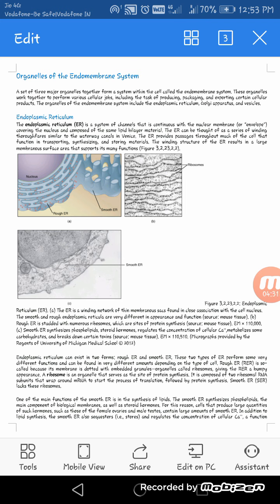In addition to lipid synthesis, the smooth ER also stores and regulates the concentration of cellular calcium, a function extremely important in the cells of the nervous system, where calcium is the trigger of neurotransmitter release. The smooth ER additionally metabolizes some carbohydrates and performs a detoxification role, breaking down certain toxins.